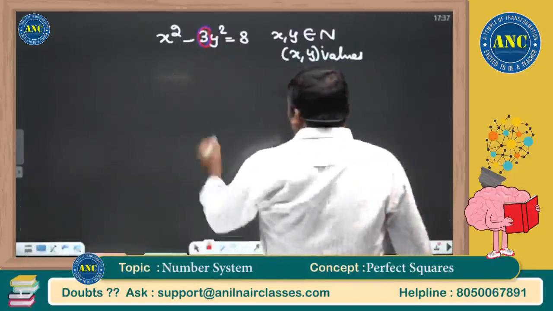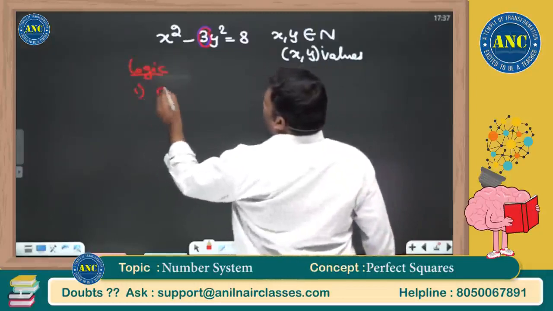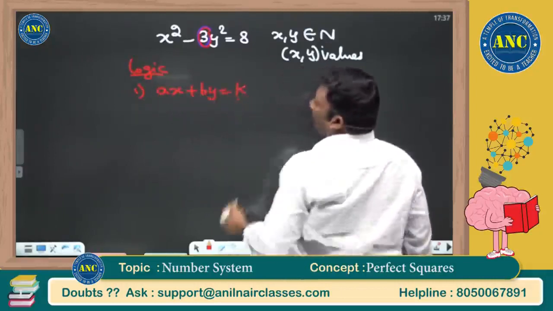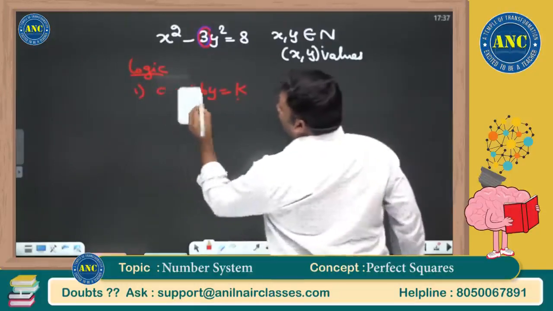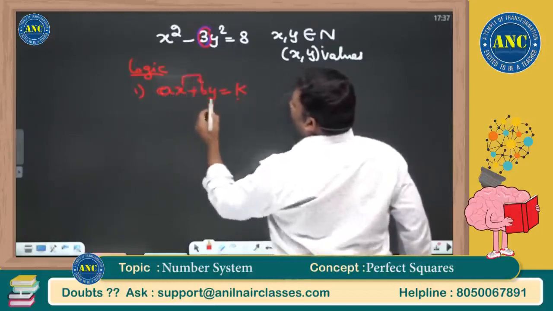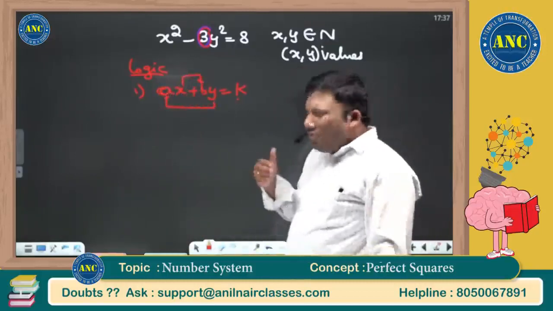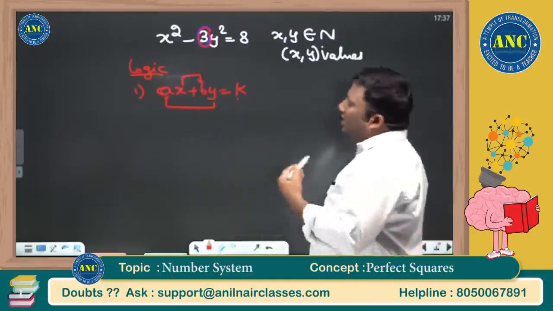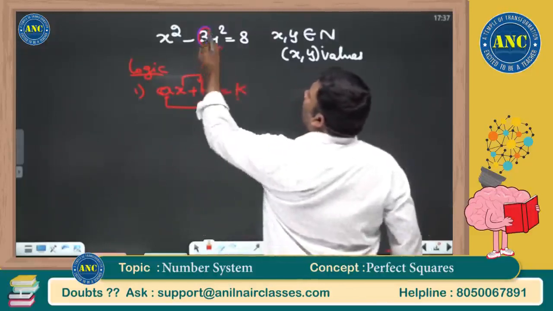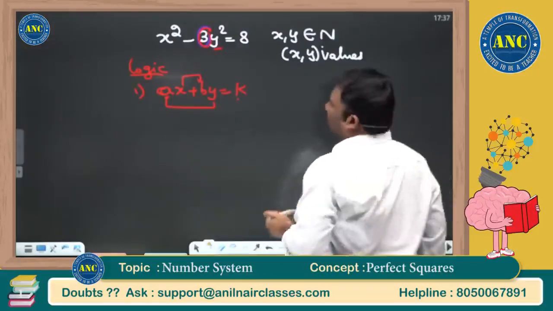Now, I will use this. First, write down this one. If it is a linear equation, ax plus by equivalent to k, x will go in steps of b, y will go in steps of a. Please write this down. When I am discussing linear equations, I will discuss it. Now see here. What is the coefficient of y square? It is 3.